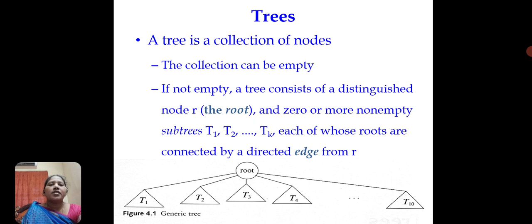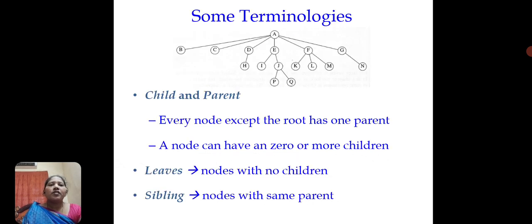Then we will see some of the terminologies that we must be familiar with in this tree chapter. The first one is child and parent. In this diagram, A is a root node and A has children from B to Q, and every node except the root node A will have a parent. Since A is a root node, it will not have any parent, but the nodes from B to Q will all have parent nodes. For example, P and Q's parent is J. Similarly, the parent of J is E and the parent of E is A. A will not have any parent since it is the root node.